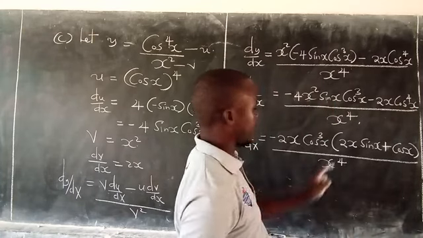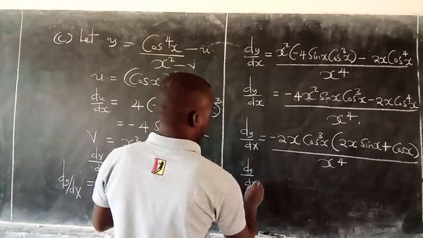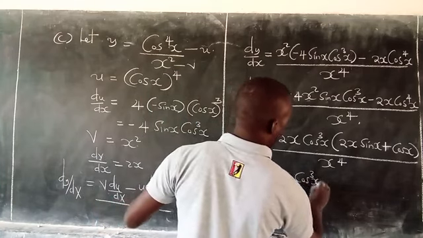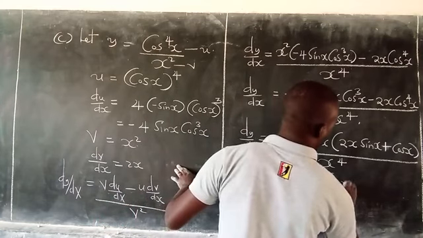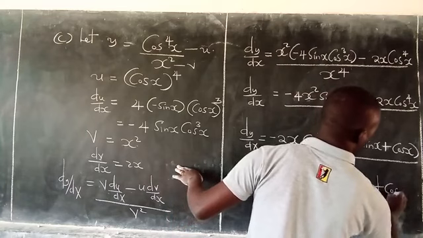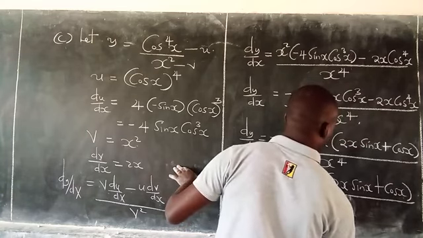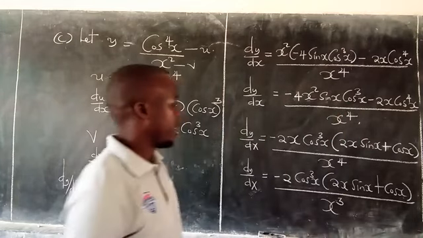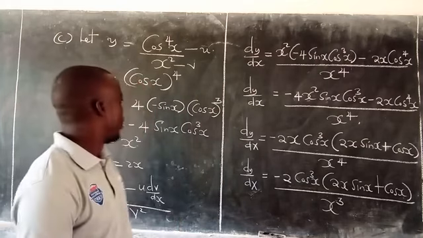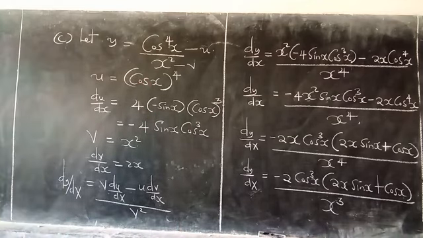Now this x and this x can also simplify to a point where we have minus 2 cos cubed x into brackets 2x sine x plus cos of x, all this divided by x cubed, and that will be our final answer. So that was part C of the question. We can now do part B.